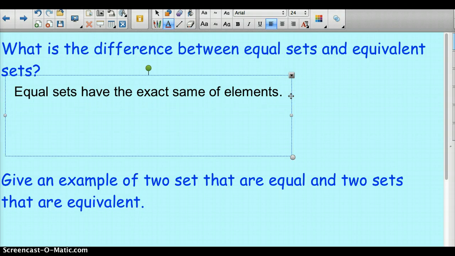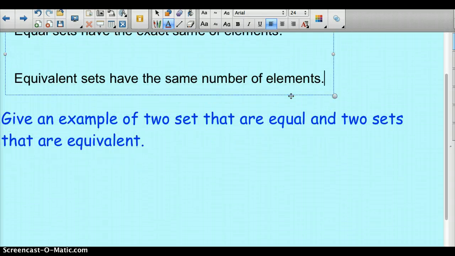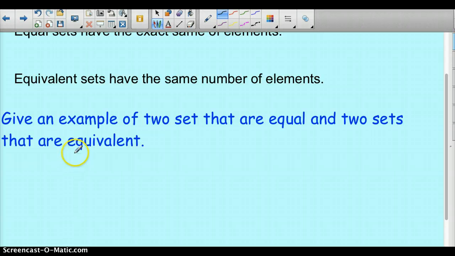The difference between that and equivalent, sets that are equivalent just have the same number of elements. Pretty simple stuff. And we'll use an example down here to help you to understand this. When we're talking about equal and equivalent, let's start with two sets that are equal. Alright, well, to be equal, they have to have the exact same elements.